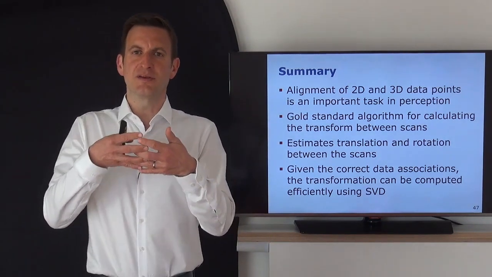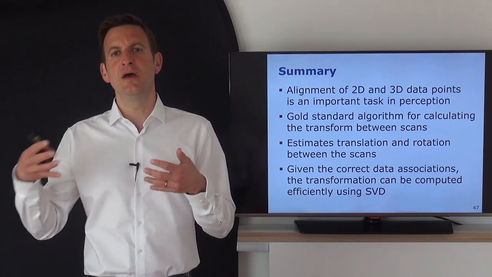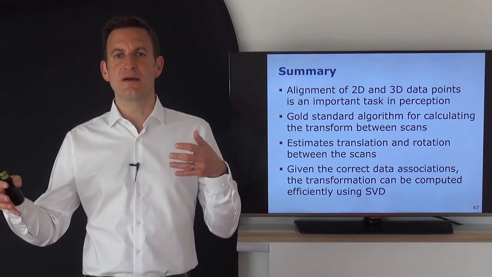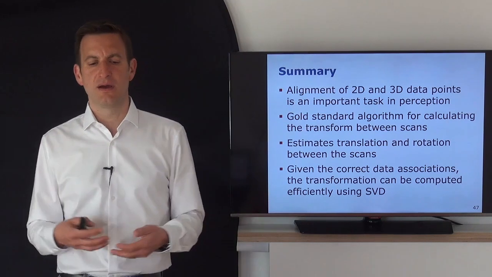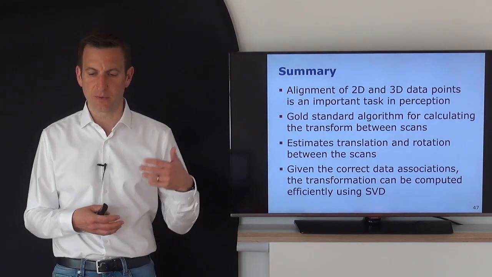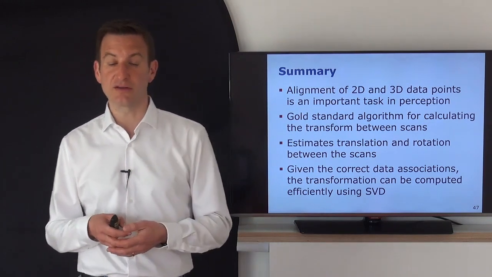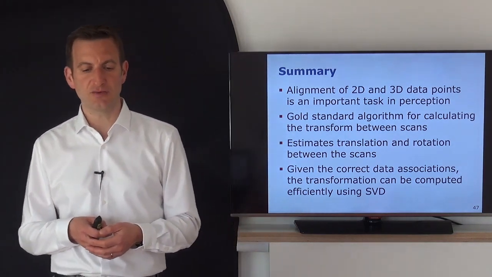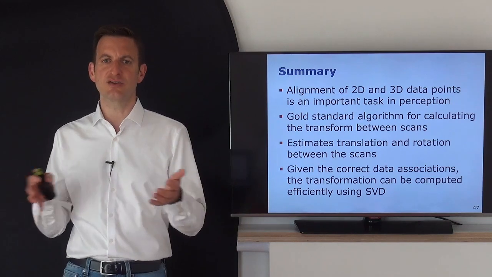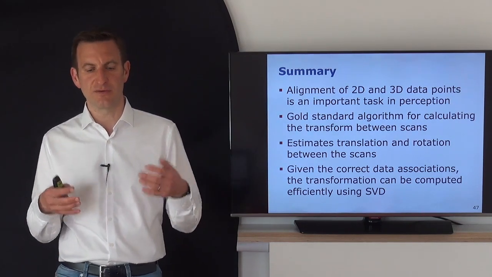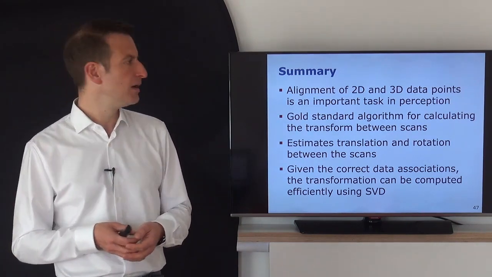This allows you to build first a consistent point cloud of the scene, but also allows you to estimate where the camera, where the sensor has been when taking the observations. And the ICP algorithm is kind of the gold standard approach today for doing those computations, for calculating the transformation between 2 scans in terms of translation and rotation.